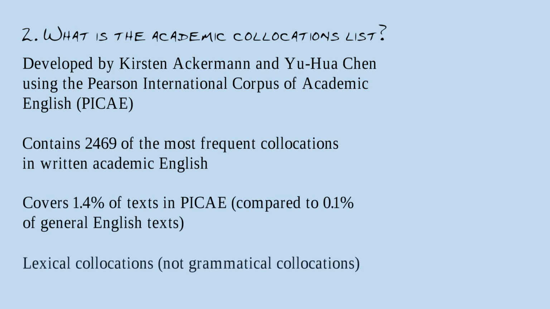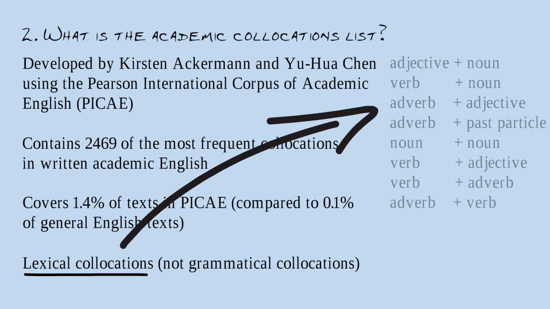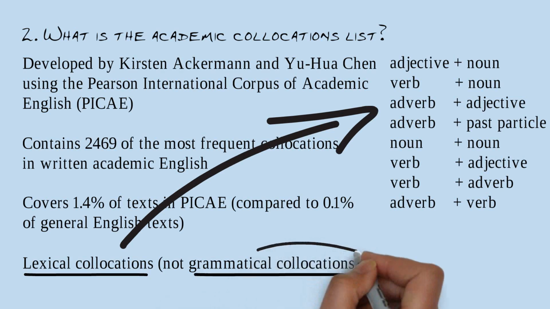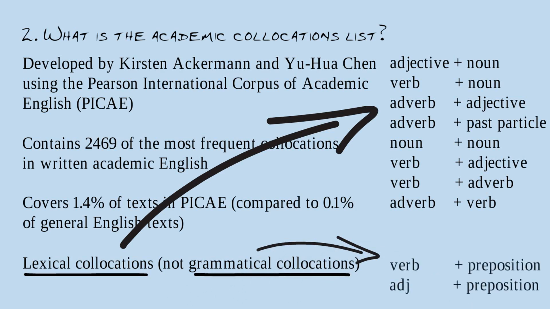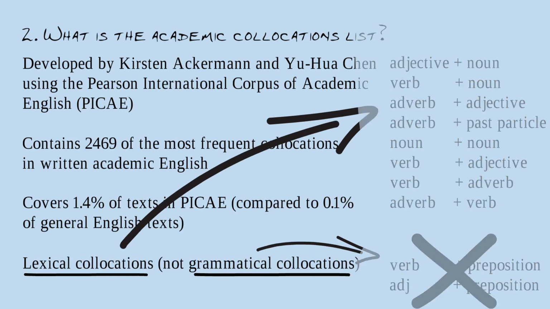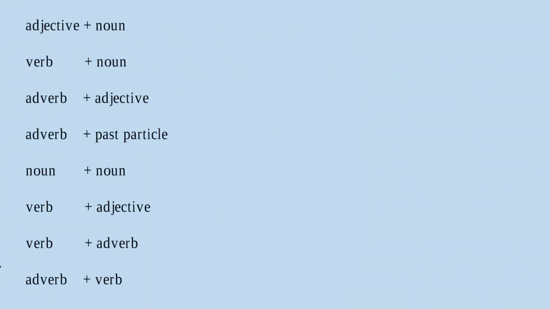And the collocations contained in the list are only lexical collocations, not grammatical collocations. In other words, the list contains adjective and noun collocations, verb and noun, adverb and adjective, adverb and past participle, noun and noun, verb and adjective, verb and adverb, adverb and verb collocations. These are lexical collocations. What it doesn't contain is grammatical collocations, verb and preposition, such as look at, look into, or adjective and preposition, such as good at, interested in, beneficial for, and so on. So let's look in more detail at the different types. So here they're listed in order of frequency.